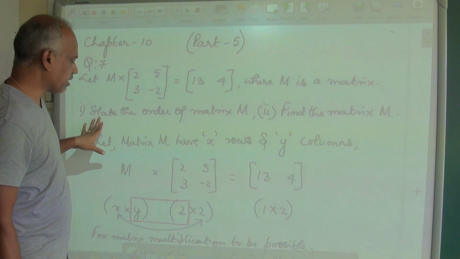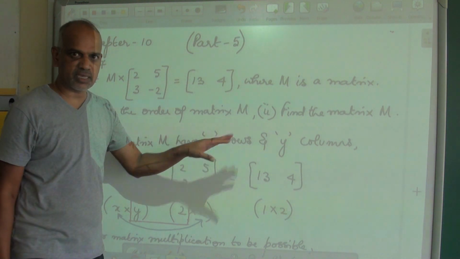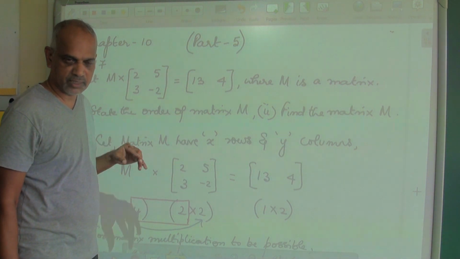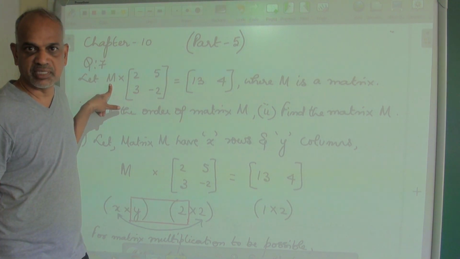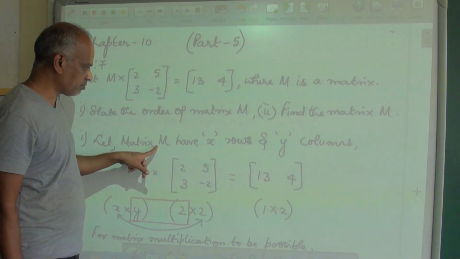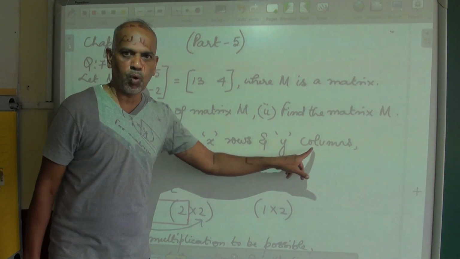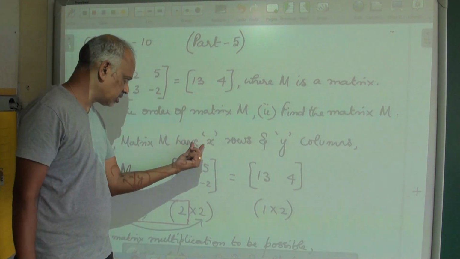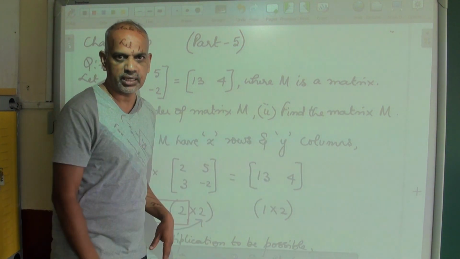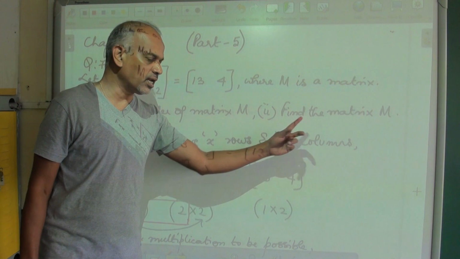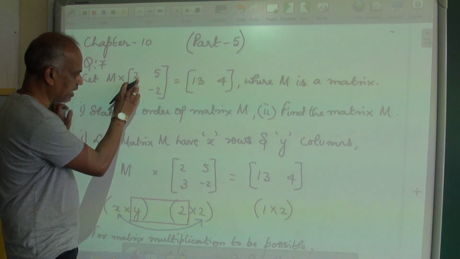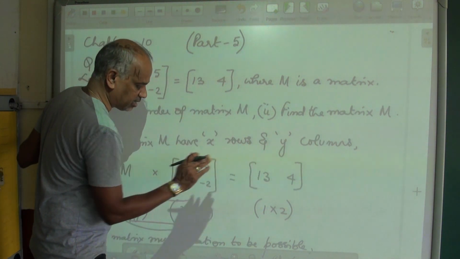So, about the first part, that is, state the order of matrix M. To find the order of M, which means how many rows, how many columns this has. You don't know how many rows and how many columns this has, therefore, our assumption is, for the first part, let matrix M have x rows and y columns. Now you don't know how much is x and y. We are just assuming that it has x number of rows and y number of columns. Okay. So I have written the same thing. M multiplied by this matrix is equal to, this is the result, that matrix.